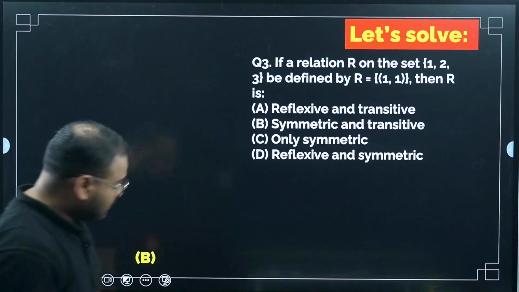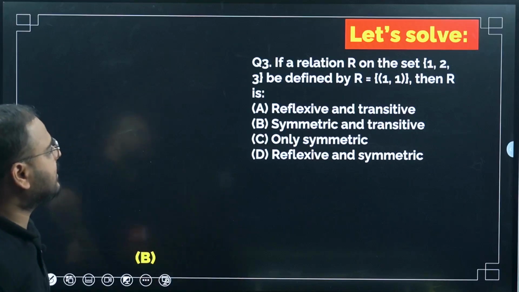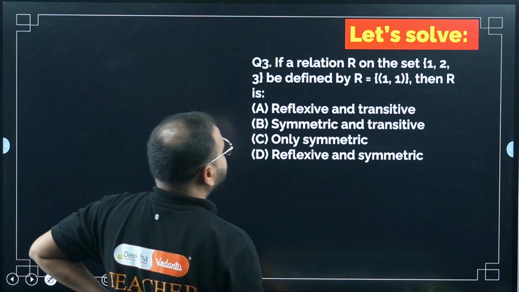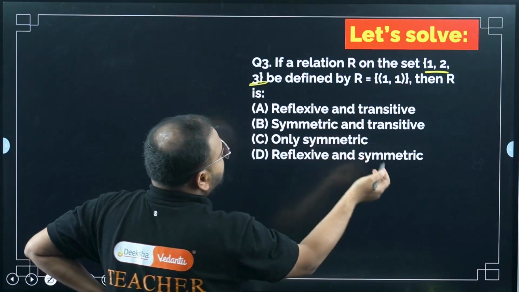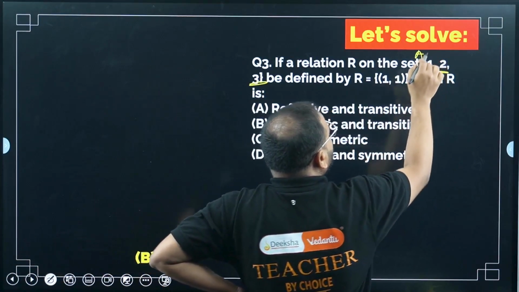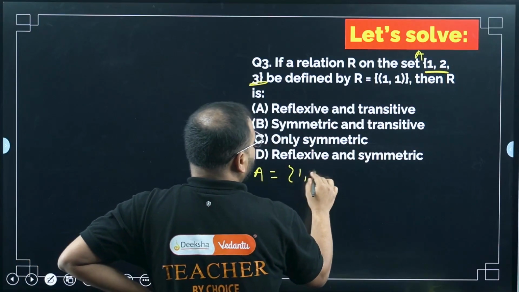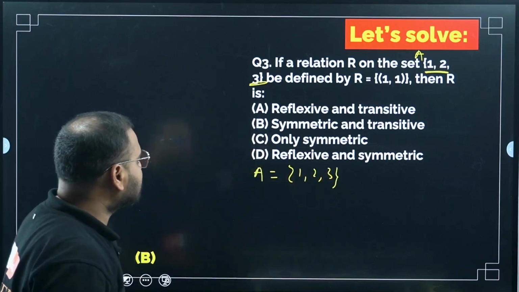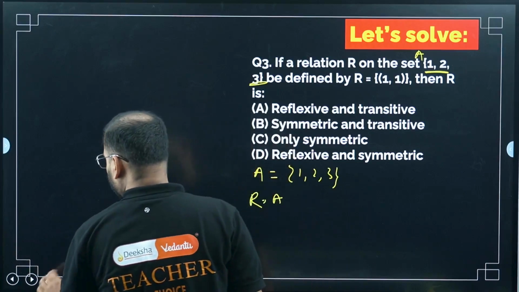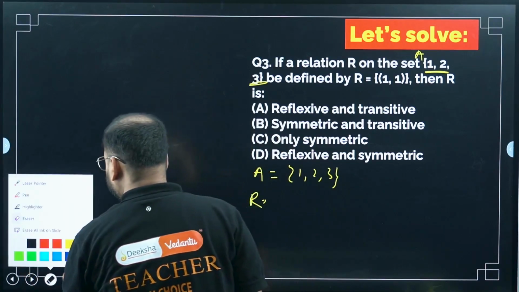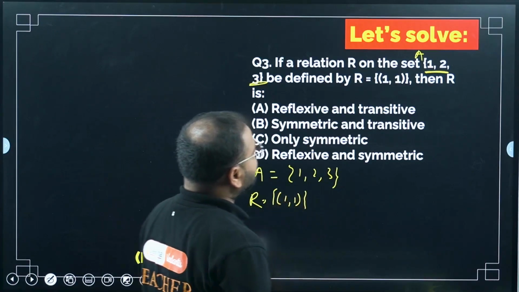Chaliye. Question number 3. A relation R. I hope you understood the previous one. If not, go ahead, watch it again and then understand the problem. Sorry, not relation R first. This is a set, where the relation is defined. Let's say set A is 1, 2, 3. Now relation R is defined on set A, where the relation is given as (1, 1). This is the given relation.